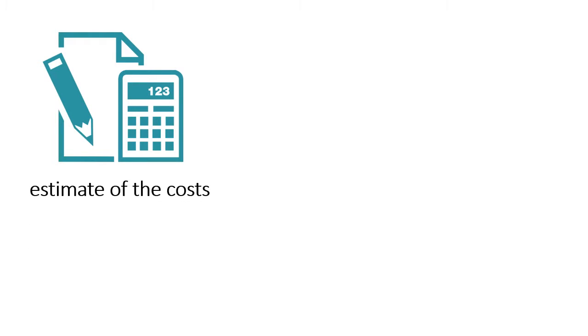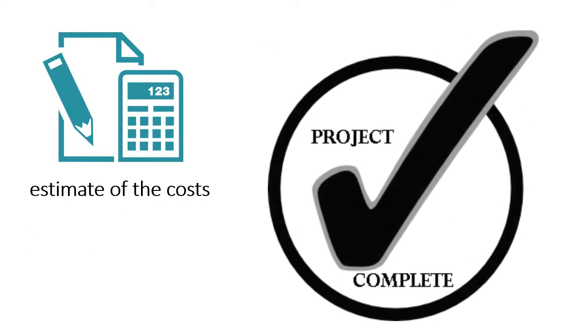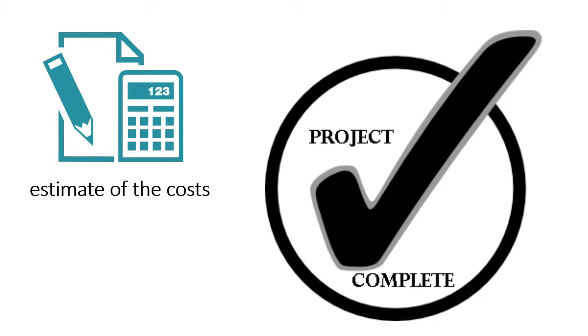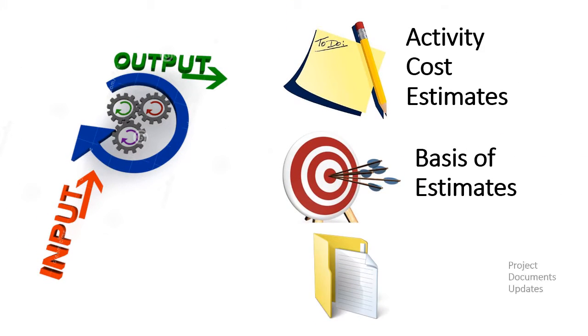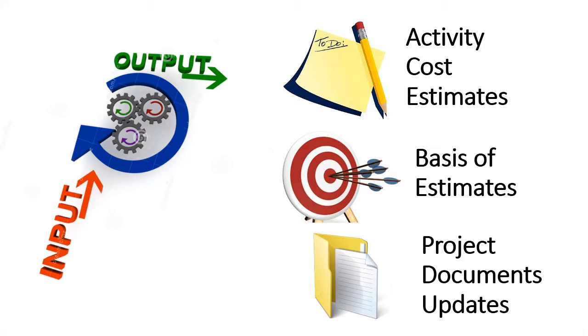Two, estimating costs. This involves developing an approximation or estimate of the cost of the resources needed to complete a project. The main outputs of the cost estimating process are activity cost estimates, basis of estimates, and project documents updates.